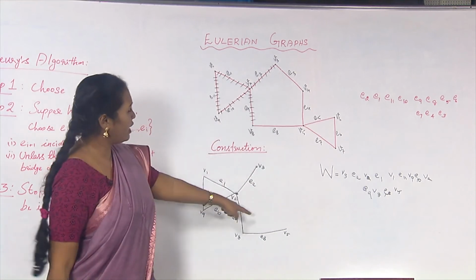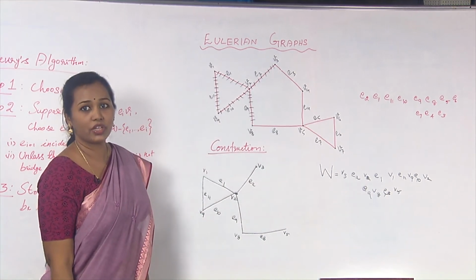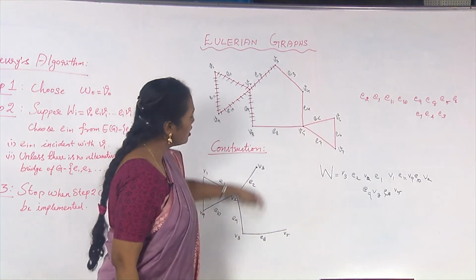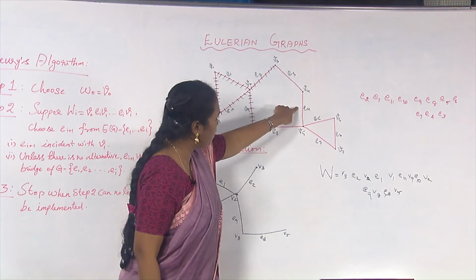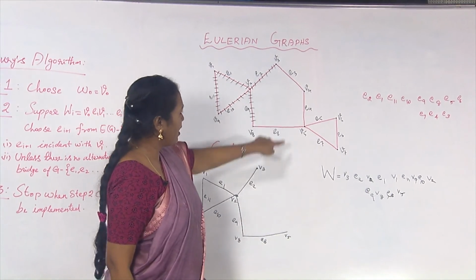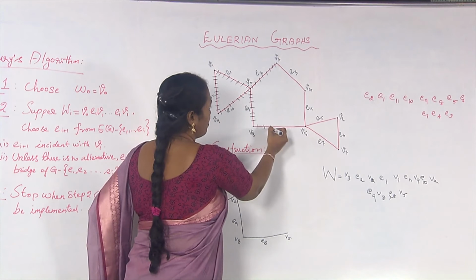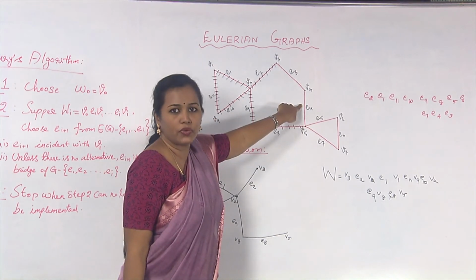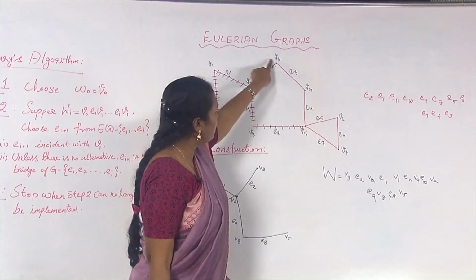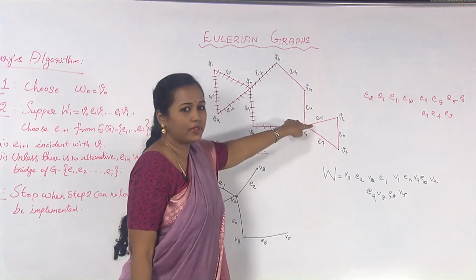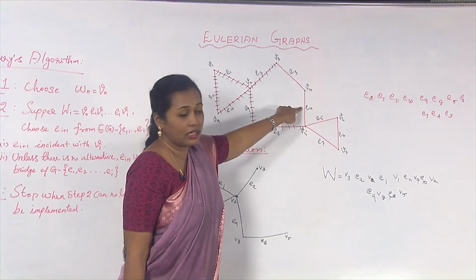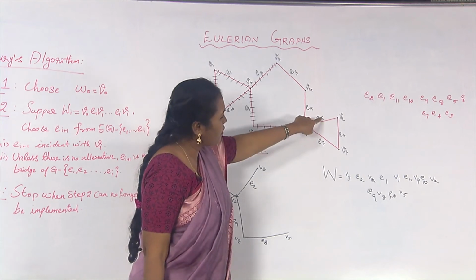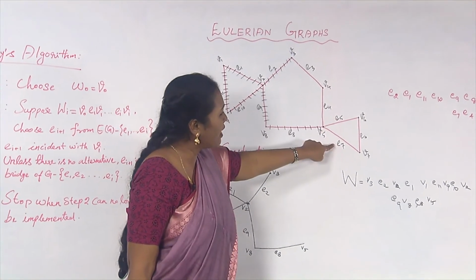Now, at V5 you can see that there are several choices for the edges. There is E4, E5 and E7. If you take E4, you can see that it becomes a cut edge. Let me first mark this off. If you remove E4 from this graph, this line disconnects from the graph. Therefore, E4 is a cut edge, and you cannot choose E4, but instead you are left with 2 more choices, namely E5 and E7.